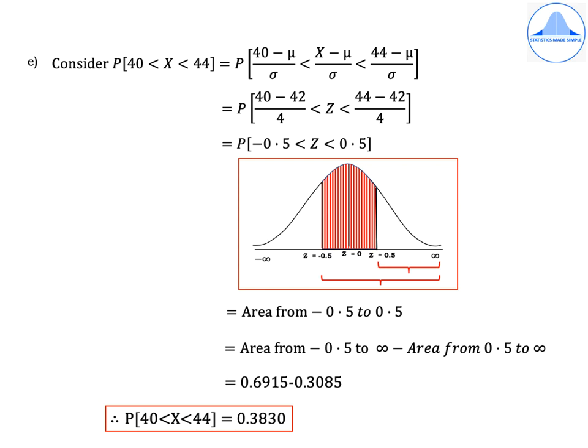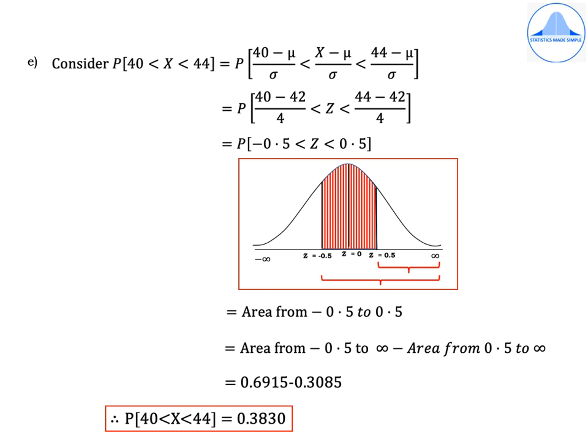This expression means that x lies between 40 and 44. So till now what did we do? Because the problem was given in terms of x, we have to standardize. That means we subtracted mu and divided by sigma. So continue to do the same steps here.